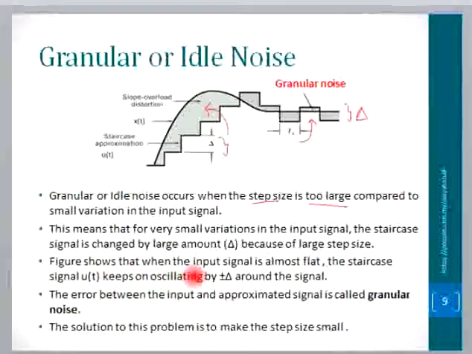The figure shows that when the input signal is almost flat, the staircase signal u(t) keeps oscillating by plus or minus delta. So the original is already flat, but the staircase approximation still has increase and decrease, and this error is called granular noise. The solution to this problem is to make the step size small. Previously we increased the step size, but this one is to decrease the step size.